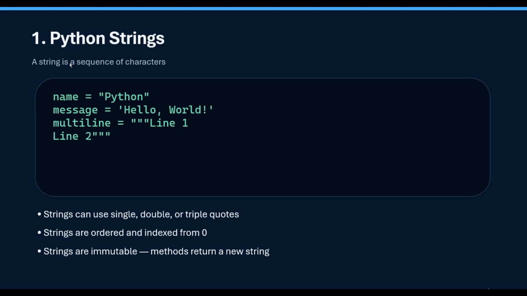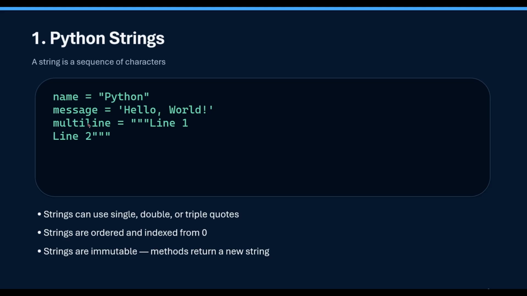What are strings? Strings are nothing but a set of characters. As you can see here, this is a variable called name. In that we have stored one string called Python. So these are just a set of characters. Python, these characters in combination make a string. And in the second example, we have message equal to hello world. This is a string only.